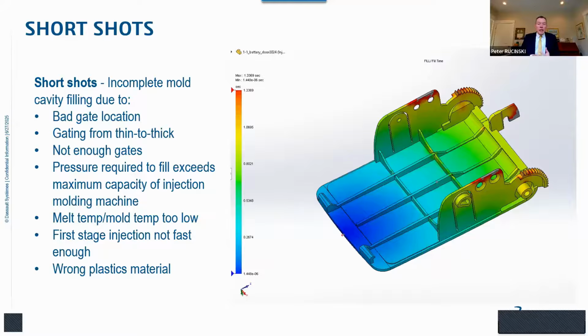Could be that we're gating from thin to thick and the melted plastic is cooling off, maybe even freezing, before it can fill and pack the thick sections of the part. Could be that there's just not enough gates. We're trying to fill a part with one gate, and it turns out we need two gates because of the size of the part and its geometry. Could be that we're exceeding the maximum injection pressure capability of the injection molding machine. Now, that might mean we have to move to a higher pressure machine, or we might have to open some things up to reduce the pressure requirements.